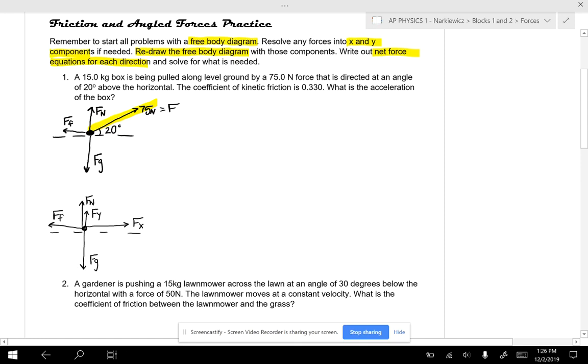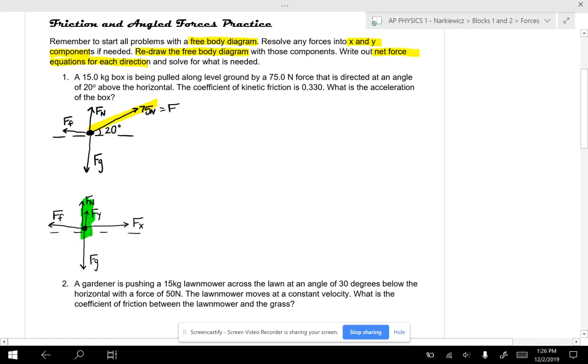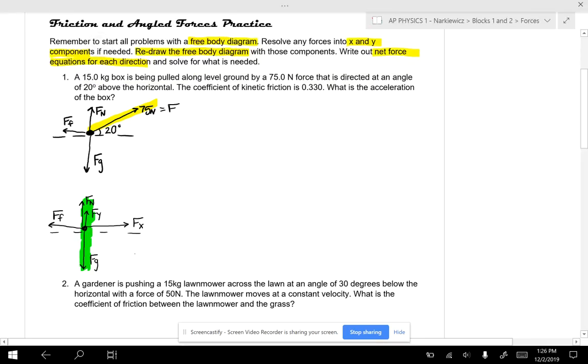Okay. Now, because there are more than two forces in the y direction, there's an Fg, an Fn, and an Fy. In an instance like this, the normal force is not going to equal Fg. So that's something that we really have to make sure we're paying attention to. So we redrew our free body diagram. Now we have to write out net force equations.